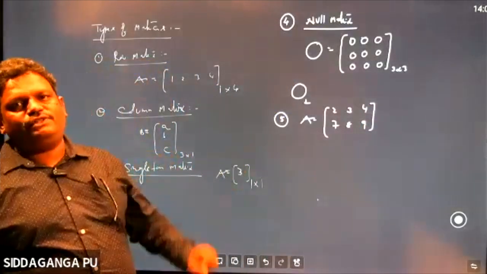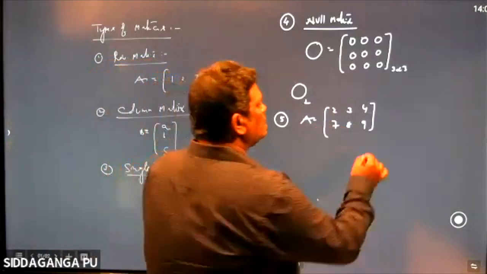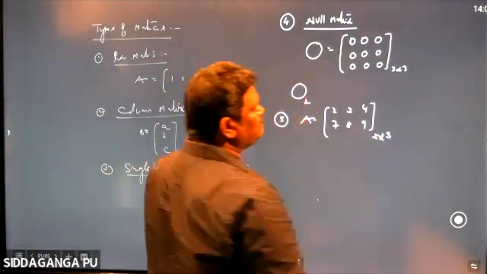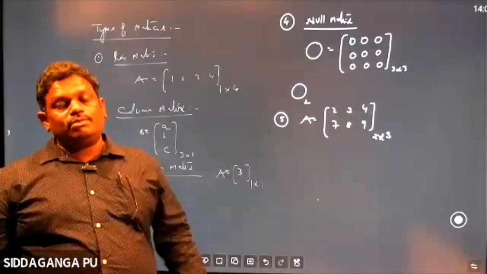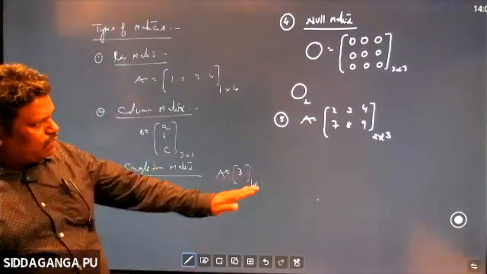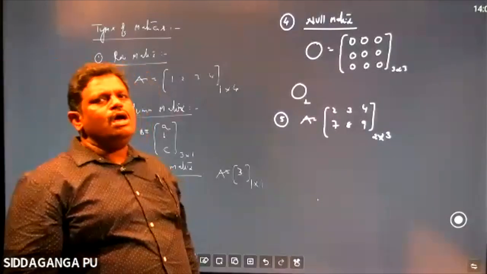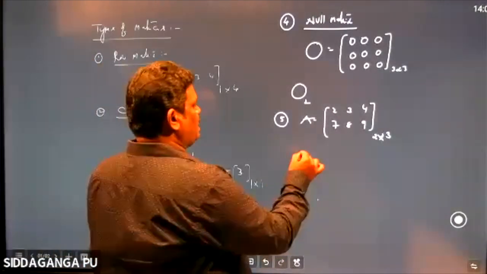So, what is the order of this matrix? Here, the order means the number of rows. How many are there? 2. The number of columns, how many are there? 3 columns. So the order of this matrix is 2 by 3: number of rows 2, number of columns 3. In any matrix, if the number of rows is not equal to the number of columns, then that matrix is said to be a rectangular matrix.